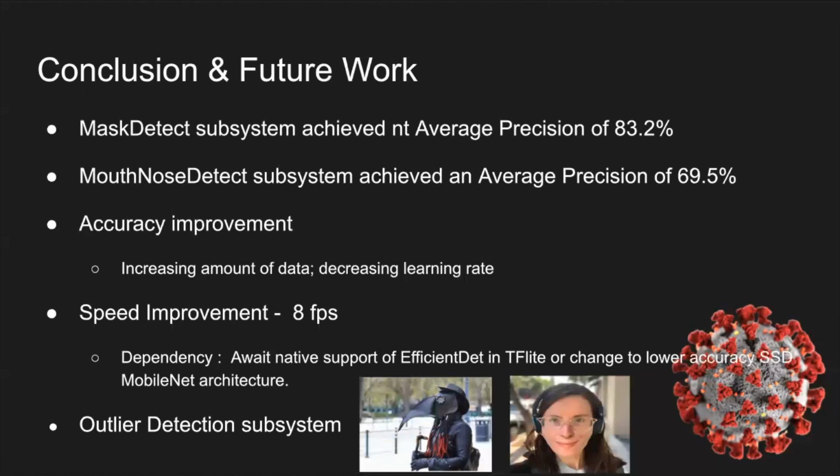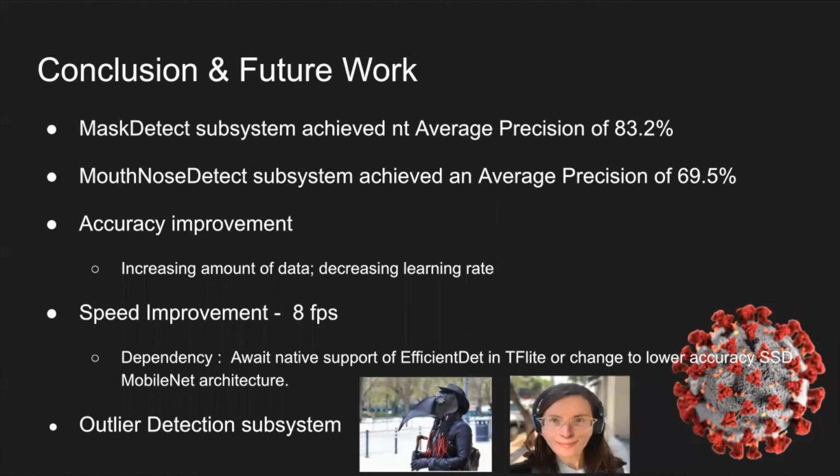The Mask Detect subsystem performs well at an average precision of 83.2%, and the Mouth Nose Detect subsystem has achieved an average precision of 69.5%. This work is a proof of concept application of how computer vision and machine learning can be used for detecting the proper wearing of masks to provide health situation awareness.